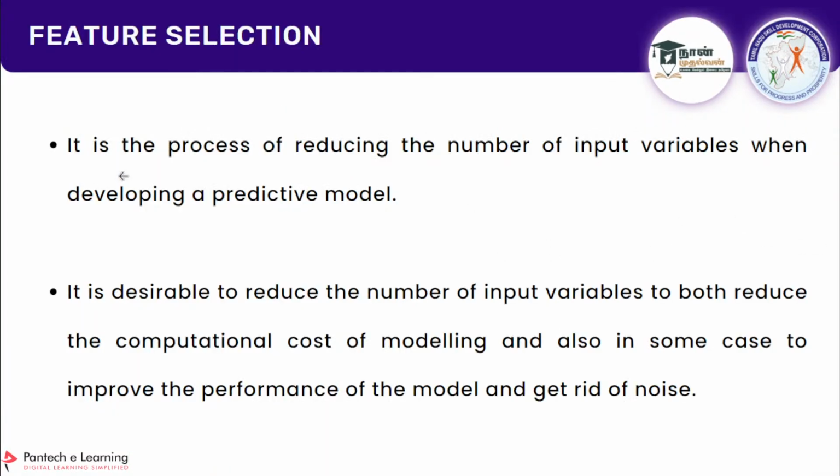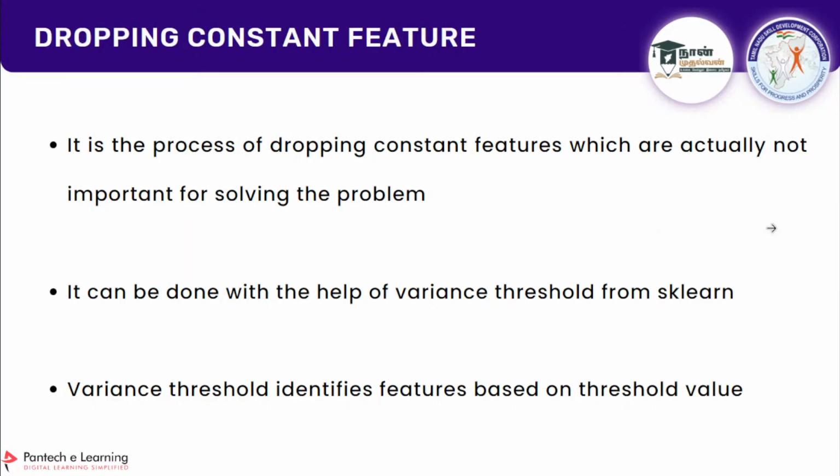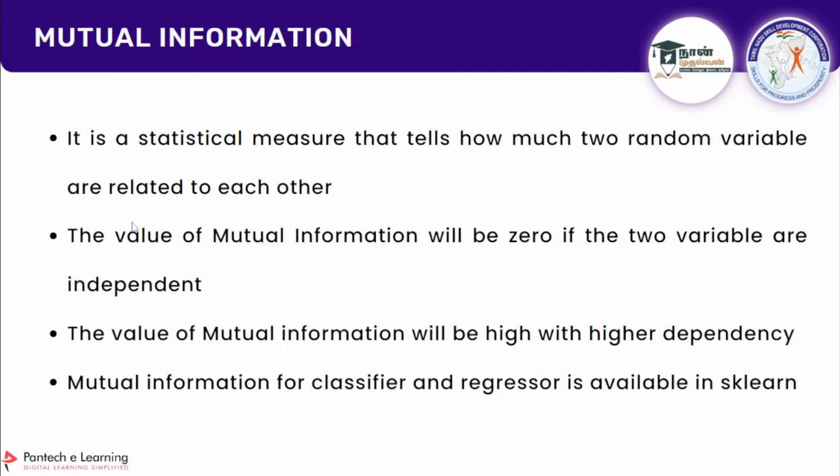So in feature selection, we have seen these methods: dropping the constant features with the help of variance threshold, then using the correlation method, removing the columns which are very highly correlated. Then we are going to start with mutual information, chi-square test, and Anova F value. We'll complete these three now. So starting with mutual information.